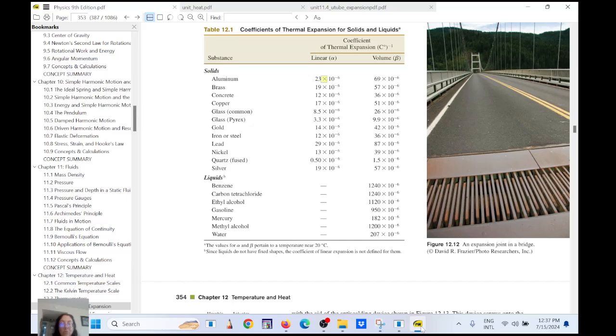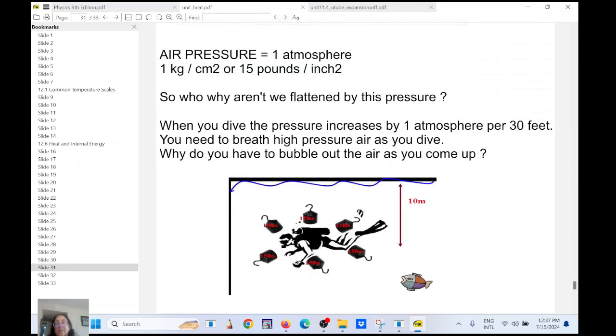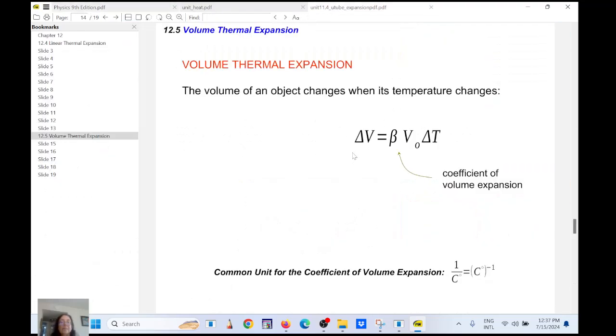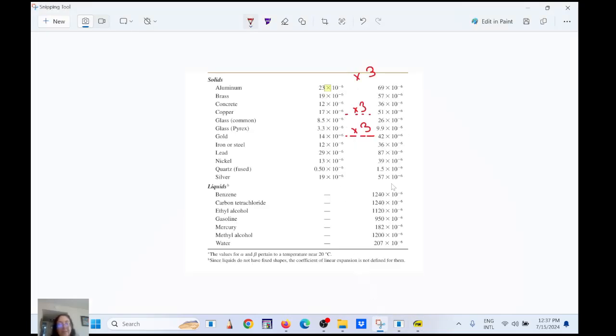Okay, so if you look at this equation over there, I lost my slide here, delta V, the volume increase over the initial volume, is proportional to the change in temperature, and you have a coefficient of volume expansion, the one that you see here. And you have a ratio of about 3. So it means beta is about 3 times alpha. So you can show that mathematically, but you can also show it with a drawing here.